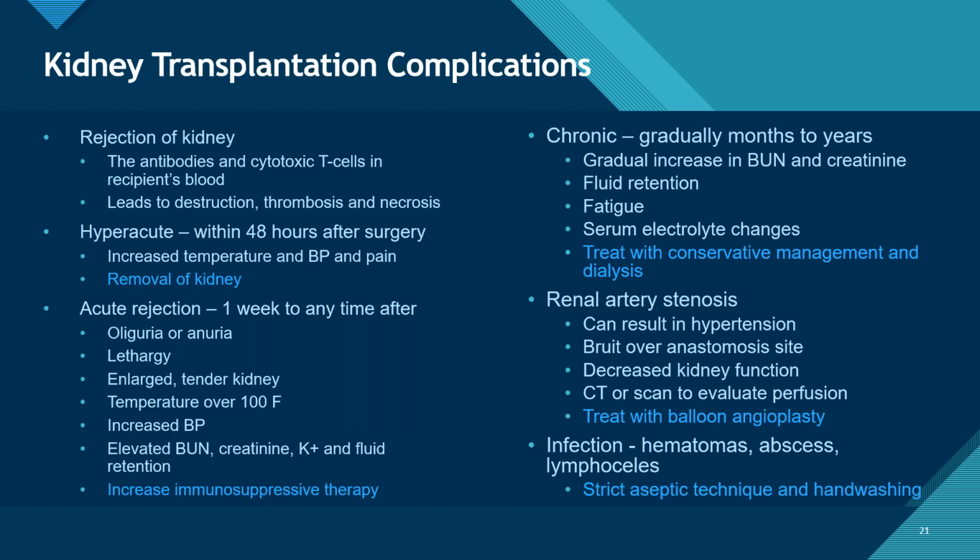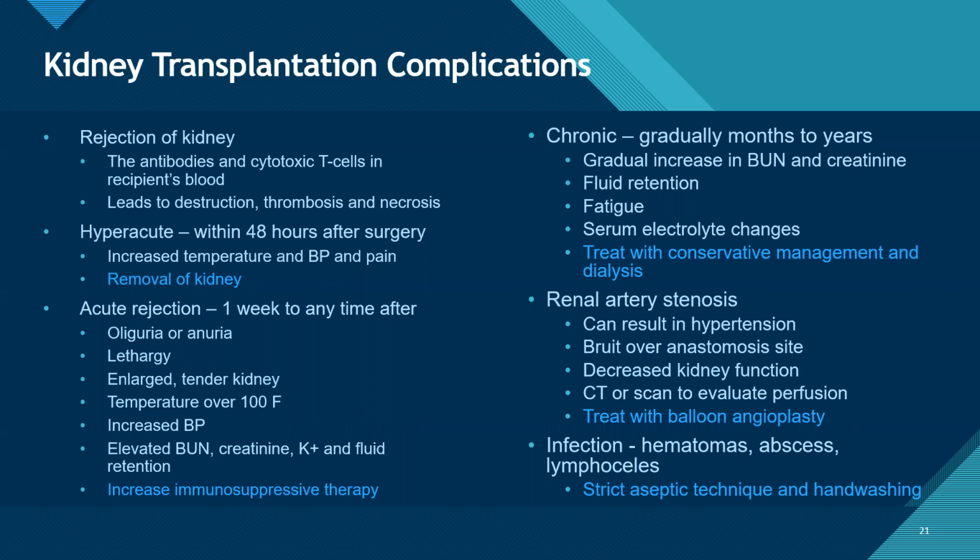Acute reaction is a week to any time afterwards. So oliguria or anuria, little to no urine output. They're lethargic, meaning they're exhausted, they're tired, they have no motivation. Their kidneys enlarge. They can palpate the kidney in that iliac crescent area. They might have a low-grade temperature, over 100. Their blood pressure might be up. They're hyperdynamic. Their BUN and creatinine are up, along with potassium. They'll have some fluid retention. So they'll increase the immunosuppressant therapy.